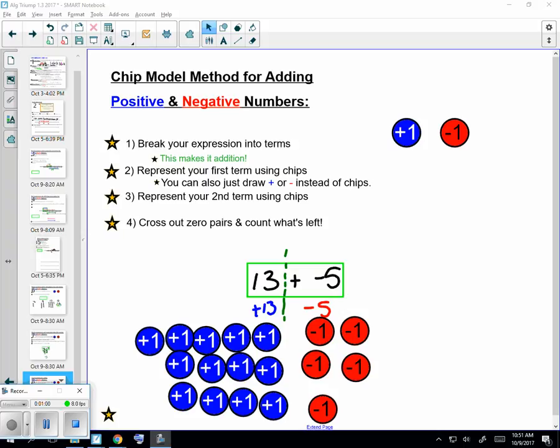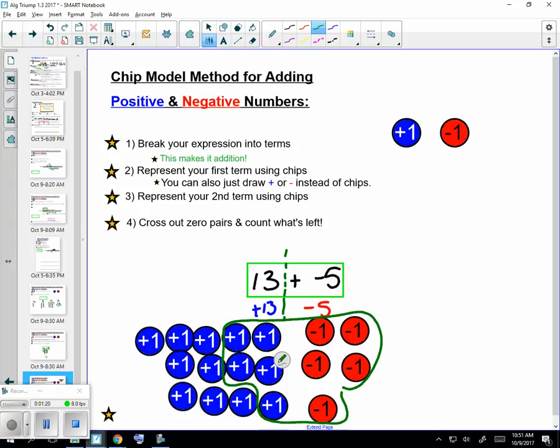Our next step is we want to represent them with chips. You can see here I have 13 positive chips and 5 negative chips. Again, I like to make them as much of a mirror as possible because then we need to cross out our zero pairs and count what's left. I have 5 positive and 5 negatives. There's a zero pair. What do I have left? 1, 2, 3, 4, 5, 6, 7, 8 positive. 13 plus negative 5 equals positive 8.